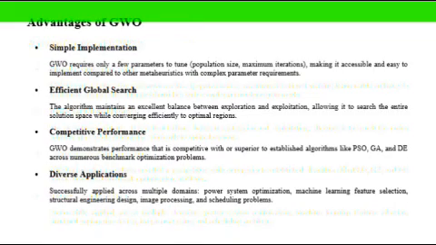The advantages of Grey Wolf optimization: it is very simple to implement, has very few parameters, and is easy to code. It has efficient global search, a great balance between exploration and exploitation, and competitive performance, often outperforming other algorithms like genetic algorithm and particle swarm optimization. It has a very wide range of applications, used in feature selection, structural design, scheduling, image processing, power systems, and machine learning optimizations.